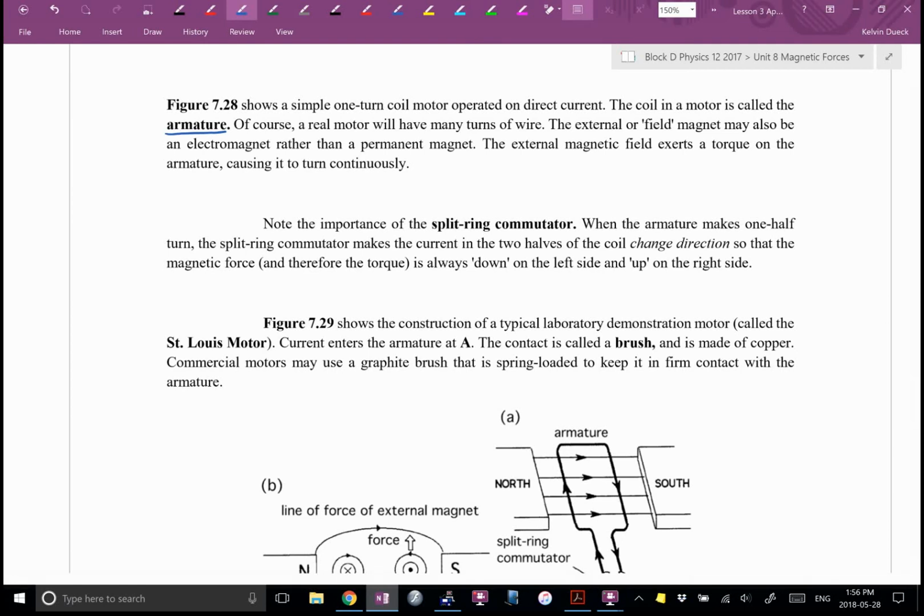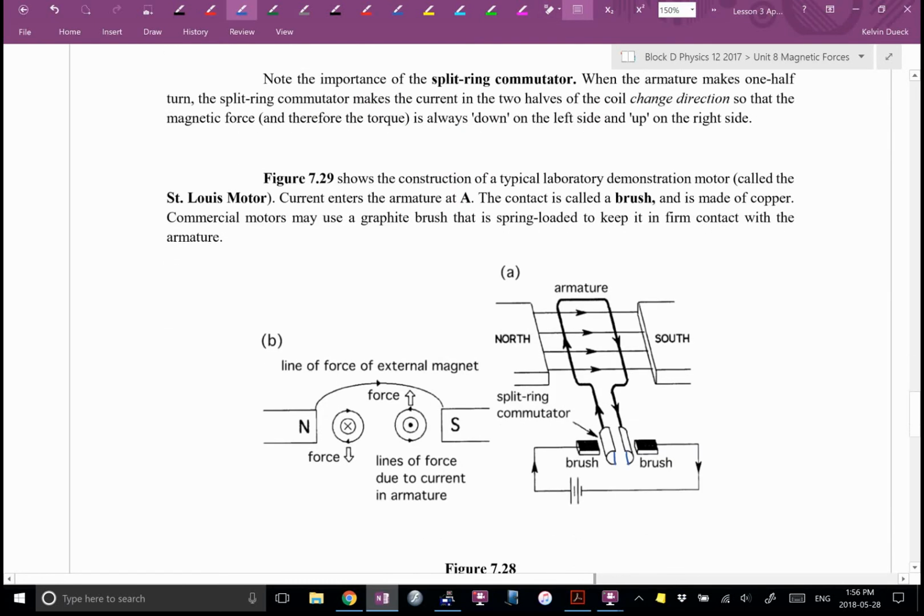Okay? Of course, a real motor will have many turns of wire. If you have 2 turns of wire, your motor is twice as powerful. If you have 5 turns of wire, your motor is 5 times as powerful, so you can control the power of the motor very easily. Also, the external magnet may be an electromagnet rather than a permanent magnet, but we're using ones with permanent magnets for ease of figuring this out. It says, note the importance of the split ring commutator. Say, what?